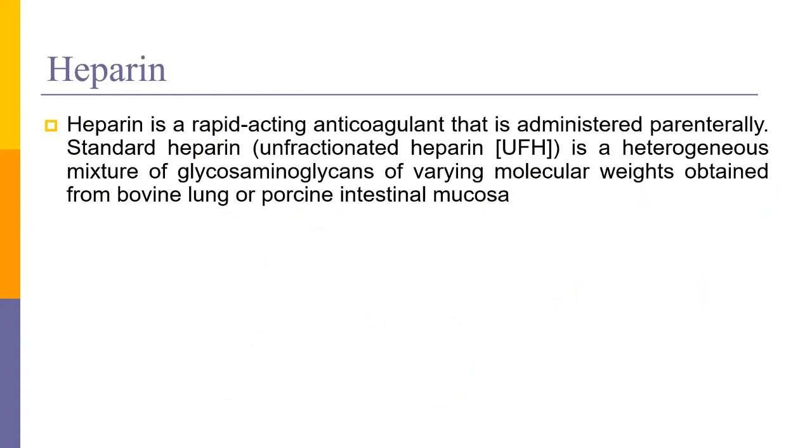So heparin is a rapid-acting anticoagulant that is administered parenterally. This is standard heparin, unfractionated heparin. Just in case you see UFH in the following slides. It is a heterogeneous mixture of glycosaminoglycans of varying molecular weights obtained from bovine lung or porcine intestinal mucosa. We go ahead to how heparin works.